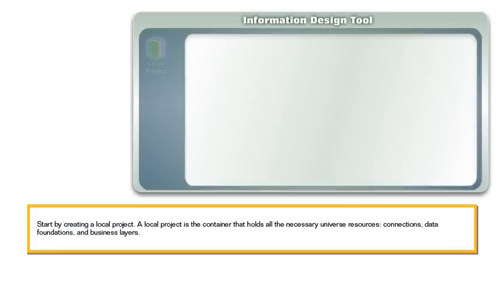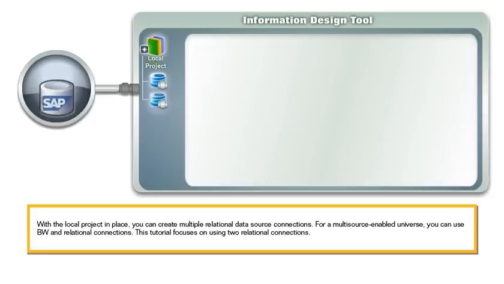Start by creating a local project. A local project is the container that holds all the necessary universe resources, connections, data foundations, and business layers. With the local project in place, you can create multiple relational data source connections. For a multi-source-enabled universe, you can use BW and relational connections. This tutorial focuses on using two relational connections.